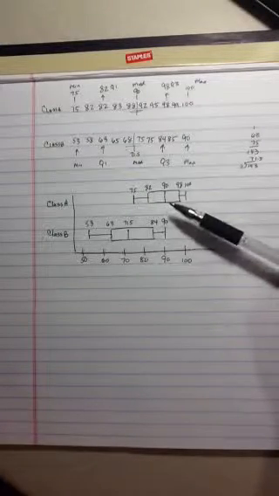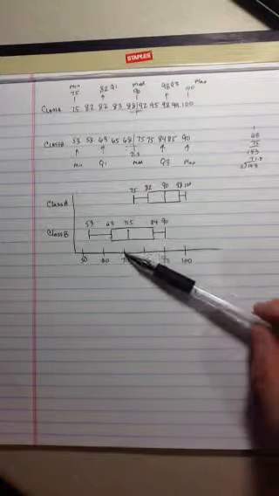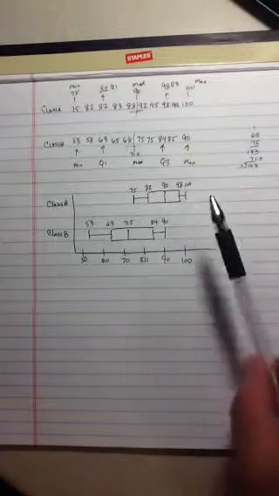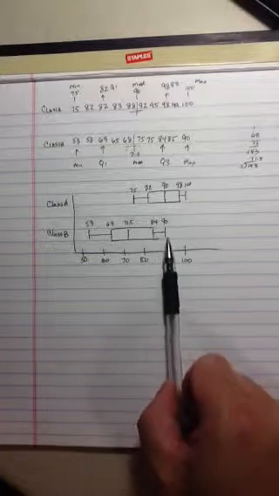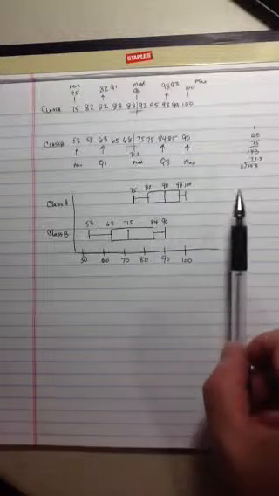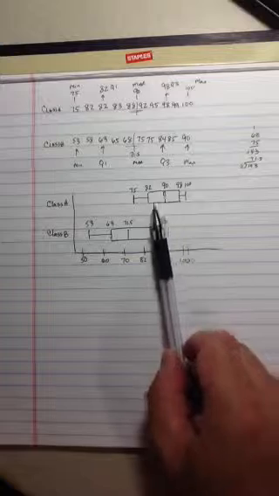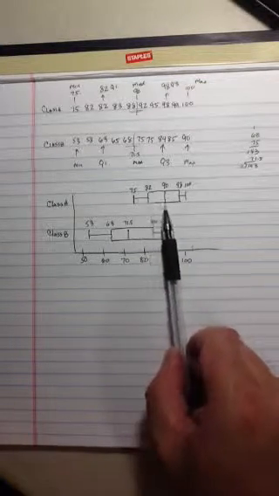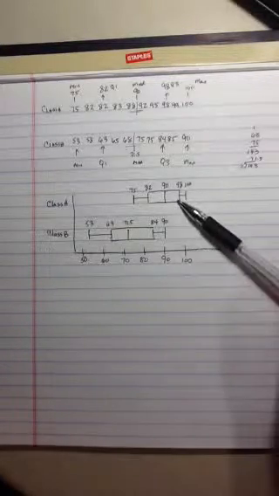Okay, and so what we can see now with the 2 graphs is that Class A is significantly higher than Class B. As a matter of fact, the highest score here, 90, is the median for Class A. So we can see that the whole center of the graph, these quartiles, are mostly to the right of the data for Class B. So we would conclude that Class A did significantly better on this exam than Class B.